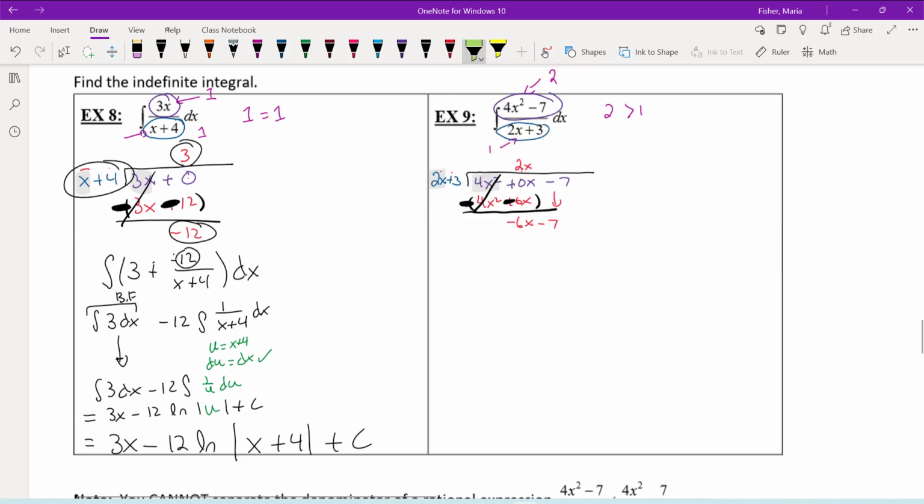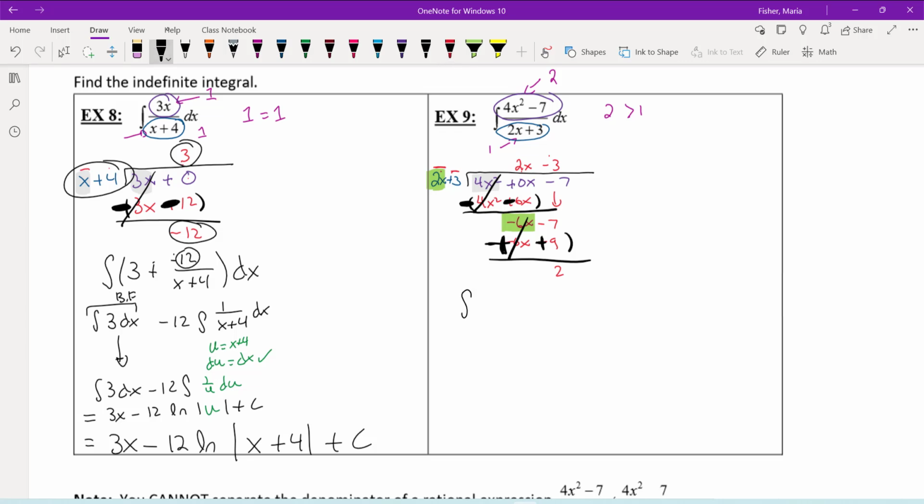Now ask yourself, what do you need to multiply 2x by so it becomes a negative 6x? Well, negative 3. Negative 3 times 2x is negative 6x. Negative 3 times a positive 3 is a negative 9. Remember, you're subtracting now, which really means you're changing your signs, so both of those become plus signs. Negative 6x minus 6x will cancel. Negative 7 plus 9 is a 2.